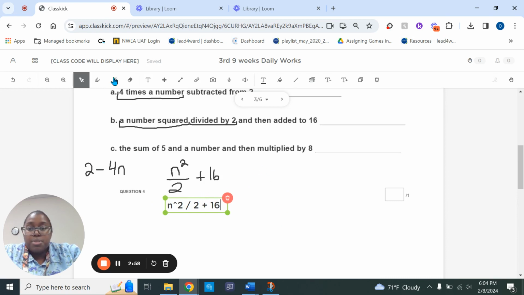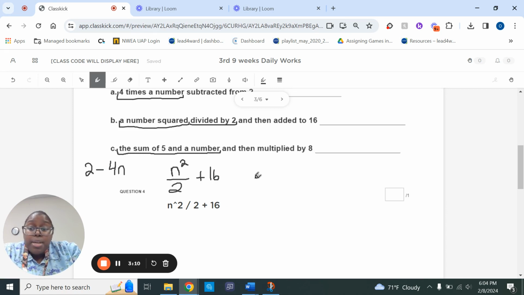All right, last but not least is C, the sum of 5 and a number and then multiply by 8. So the sum of 5 and a number. You need to remember what sum means. Sum is the answer to an addition problem. So sum, I am going to add 5 and a number. So I need the sum of this.